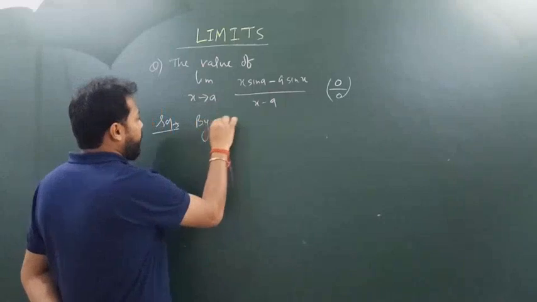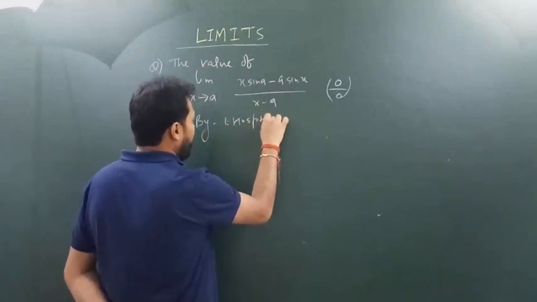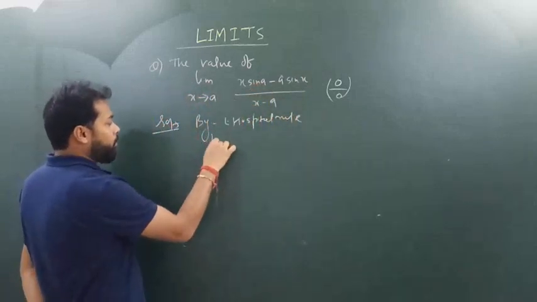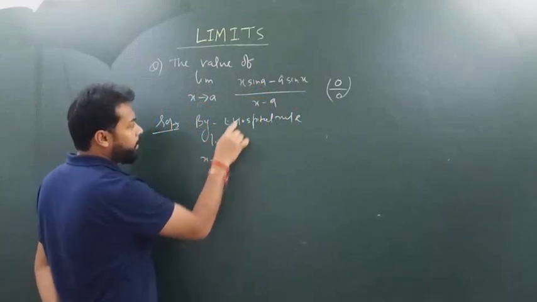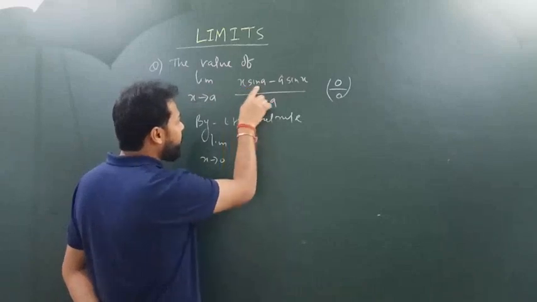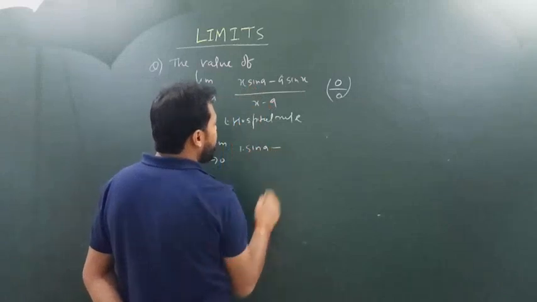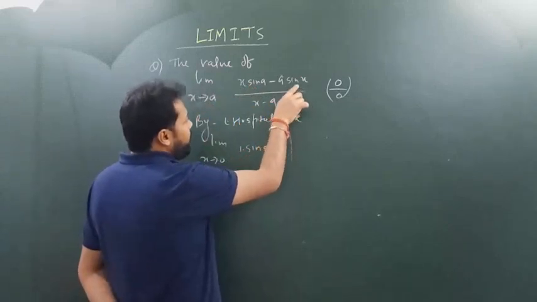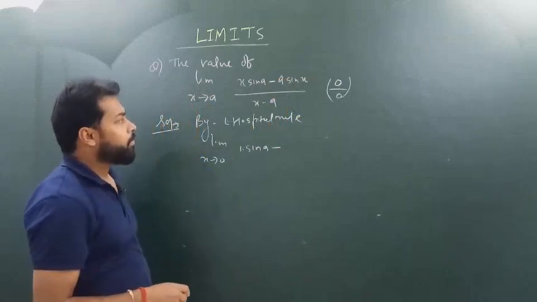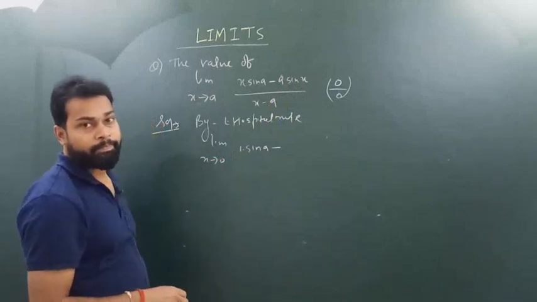So by L'Hospital rule, we have to differentiate numerator and denominator separately. So limit x tends to a, what is the differentiation of x? 1, and sin a is a constant here. So we'll get 1 into sin a minus a times the differentiation of sin x. What will be the differentiation of sin x?